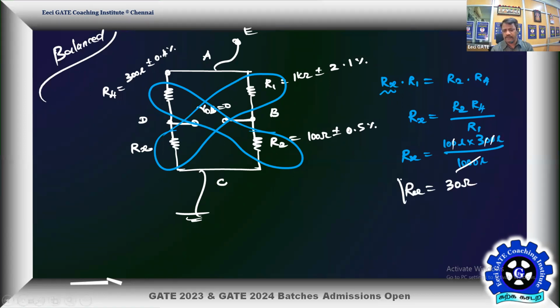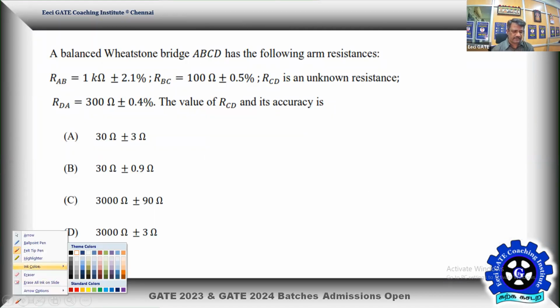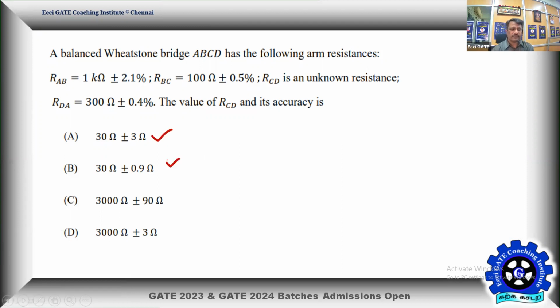If that is available in only one option, we can complete the problem with this itself. That's the nominal value of the unknown resistance. Interestingly, we have two options, so it seems these two are okay. So which one is right? We have to determine the tolerance only. Based on the tolerance, we'll decide what is the right choice.